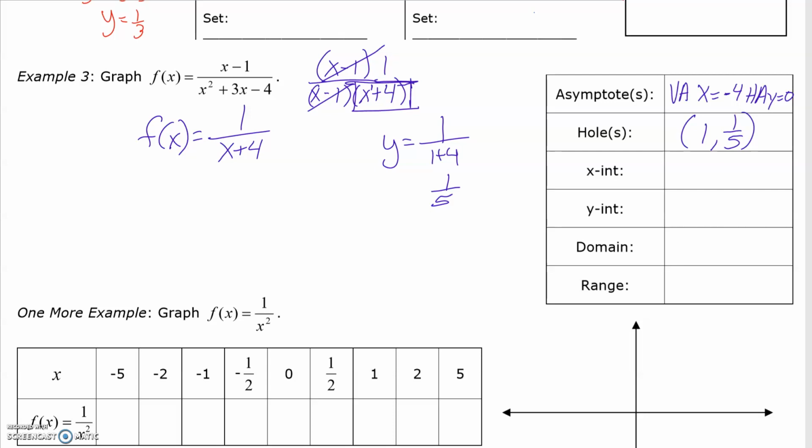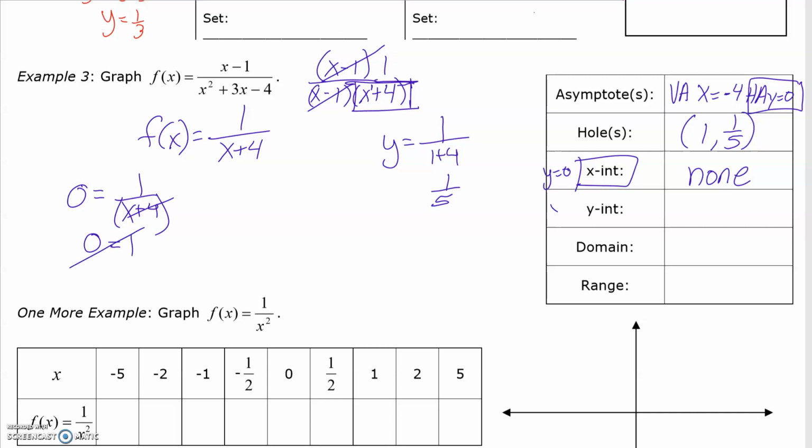Alright, x-intercept. So for the x-intercept, we know that y is going to equal 0, and we're going to take a look at the numerator. So it's going to end up being 0 equals 1 divided by x plus 4. In this case, we're not going to have an x-intercept because our horizontal asymptote is at y equals 0, and that doesn't allow it. So you would just say none. Because if I multiply both sides by x plus 4, that would cancel out, and I would end up with 0 equals 1, which is no solution.